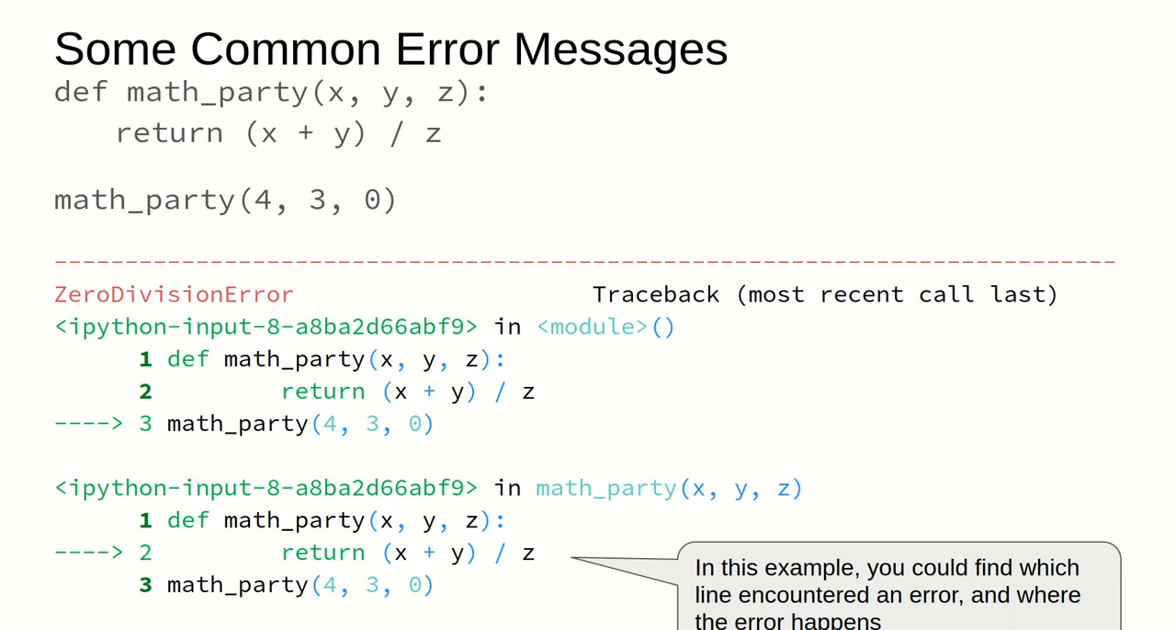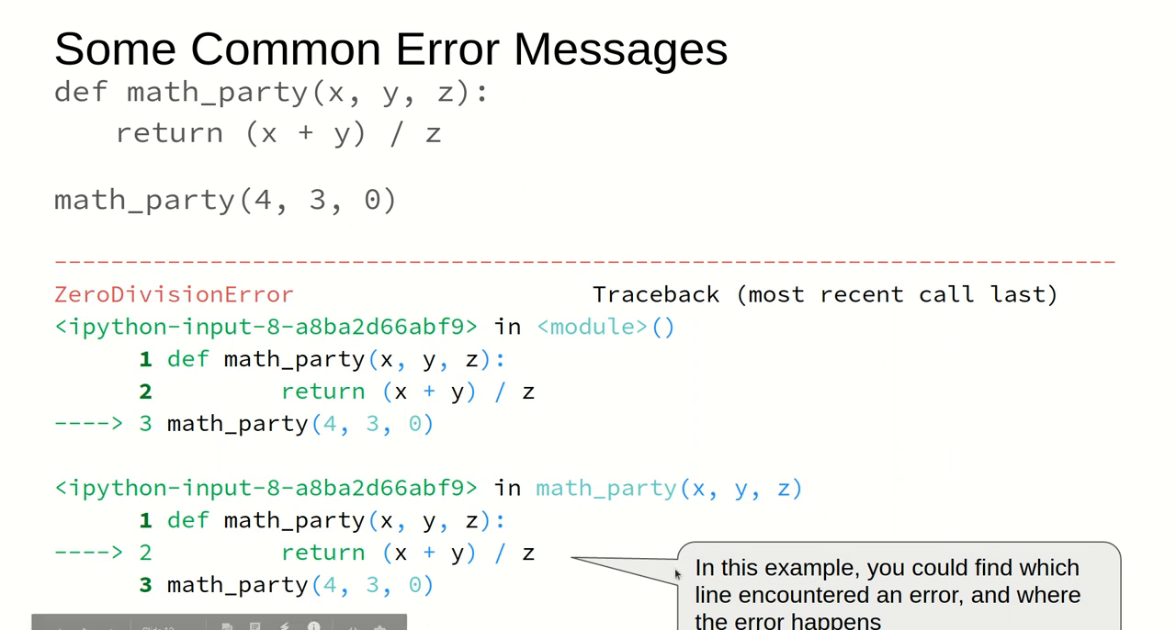So now I can kind of trace forward, again, 4, 3, 0. So x is 4, y is 3, z is 0. And now when I come down to the return statement line, I know I'm doing 4 plus 3, so 7, that's safe, divided by z's value, which is 0. That's why we have an error.